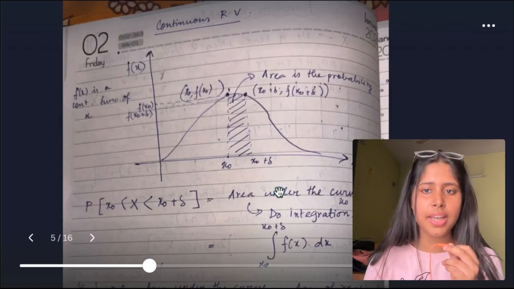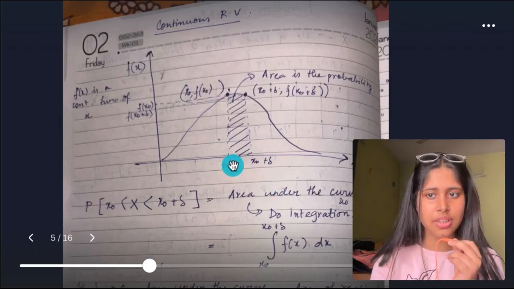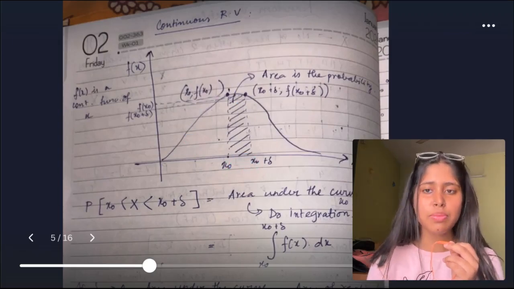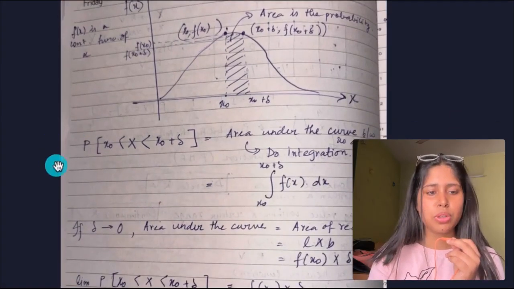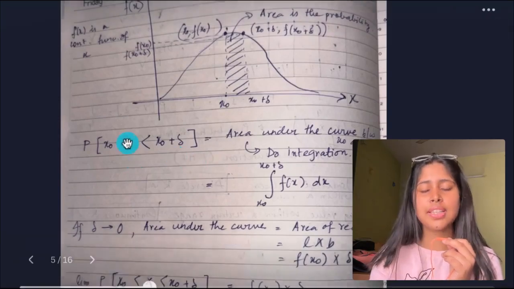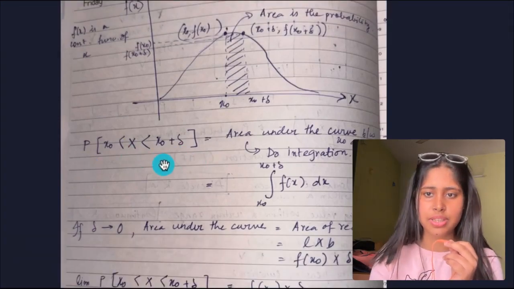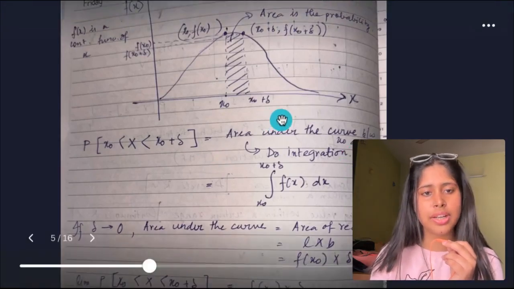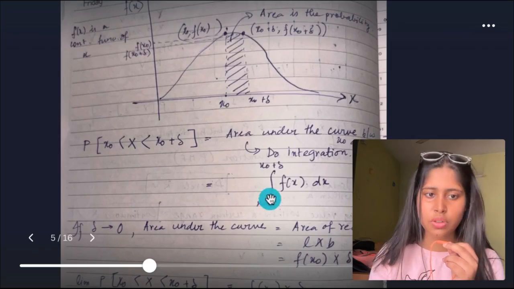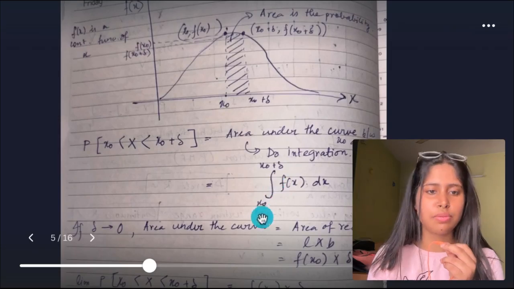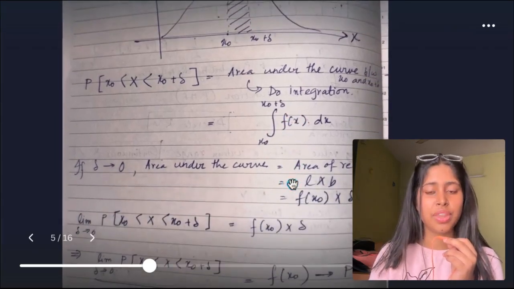The probability that x falls in this interval is the area under the curve, this part between these 2 points. Mathematically, that's the integral. Probability that x lies between x naught and x naught plus delta is equal to the area under the curve between x naught and x naught plus delta. We have to do the integration, so we get the integral of fx dx from x naught to x naught plus delta.